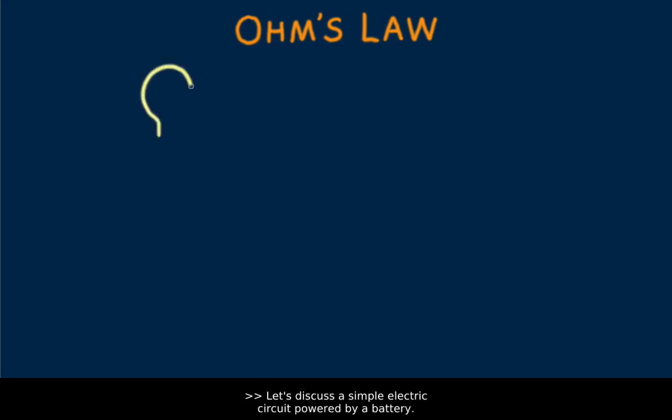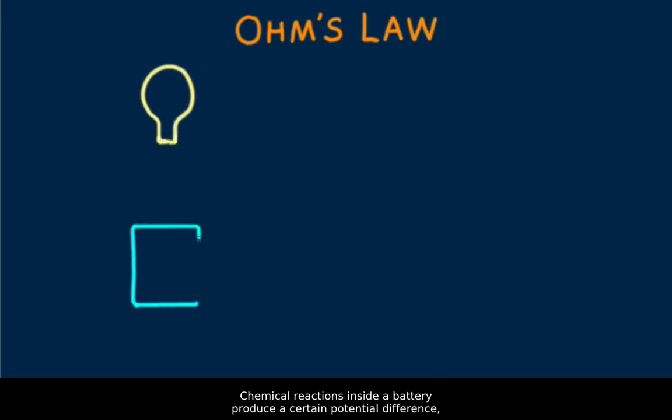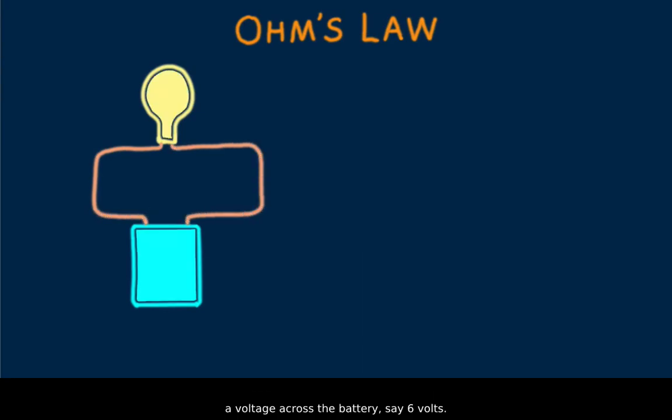Let's discuss a simple electric circuit powered by a battery. Chemical reactions inside a battery produce a certain potential difference of voltage across the battery, say 6 volts. This voltage produces electric current in the circuit connected to its terminals. One terminal is positive and the other negative, which is not important here.